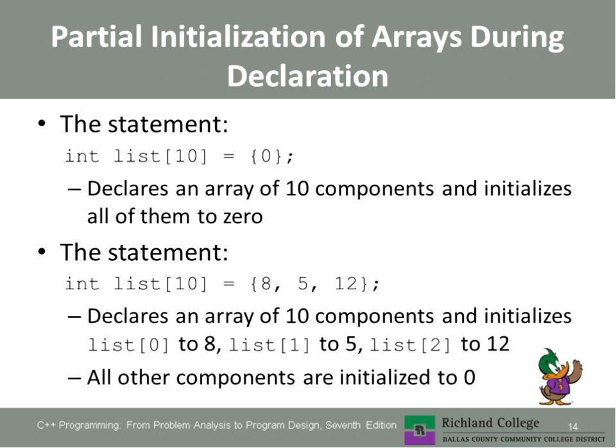Now, if you have a statement, this works with integers, okay? If you have 10 items in the list and you put a single 0, no commas, single 0 within the braces, then all 10 items will be initialized to 0. Now the items are evaluated from left to right. So the very first item on the left is the 0th element.